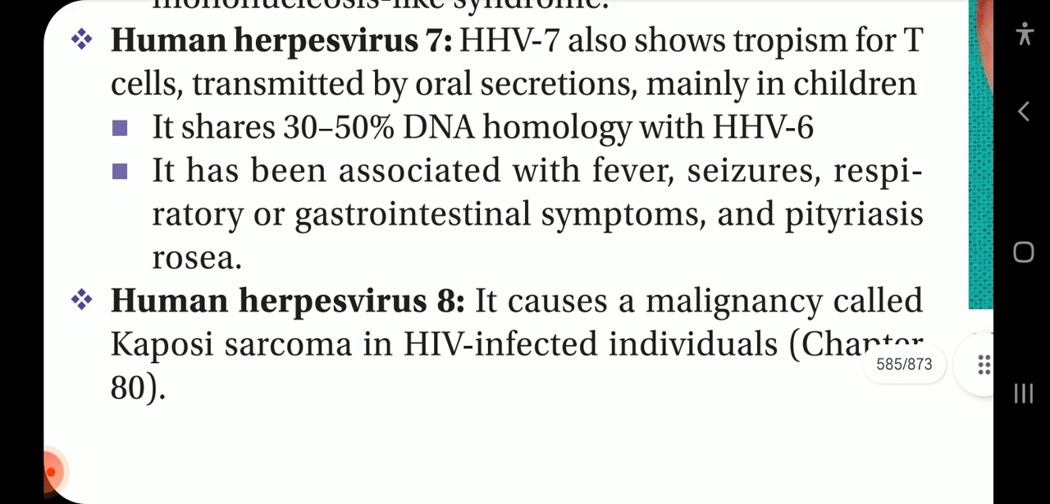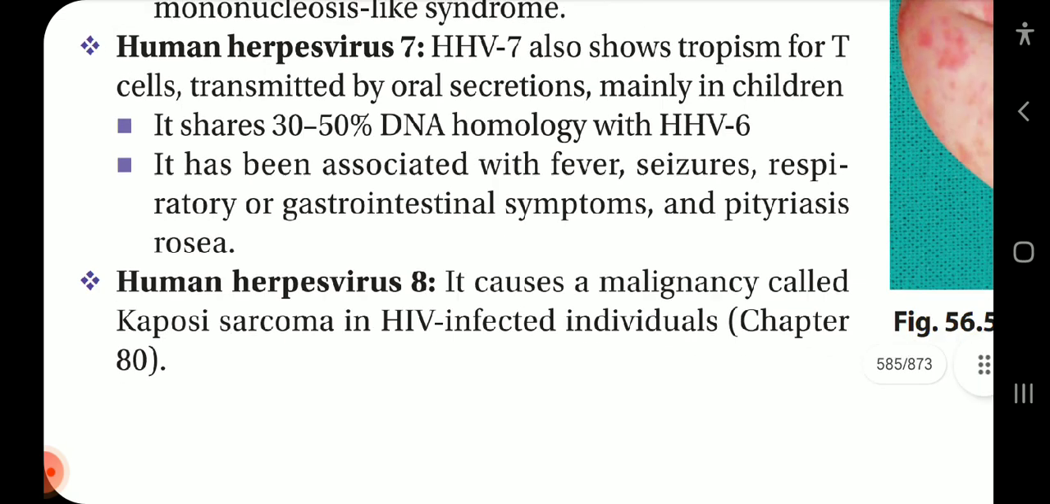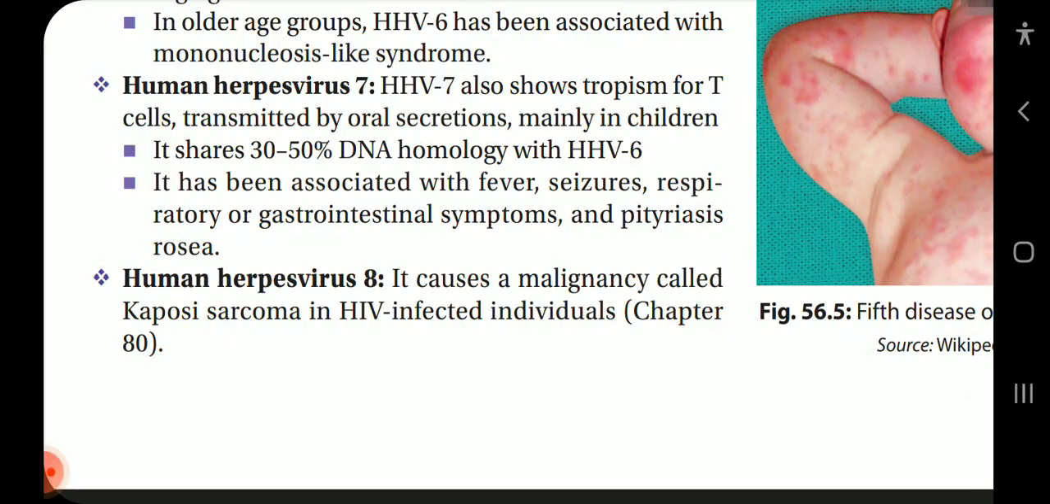Human herpes virus 7, HHV7, also shows tropism for T cells, transmitted by oral secretions, mainly in children. It shares 30 to 50% DNA homology with HHV6. It has been associated with fever, seizures, and respiratory or gastrointestinal symptoms, and pityriasis rosea. Human herpes virus 8, it causes malignancy called as Kaposi sarcoma in HIV infected individuals.